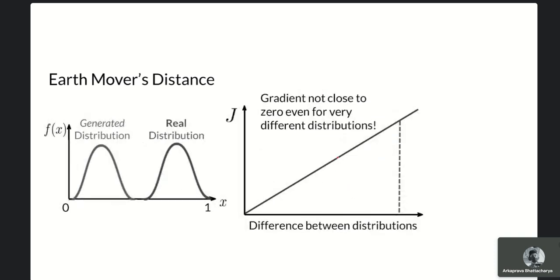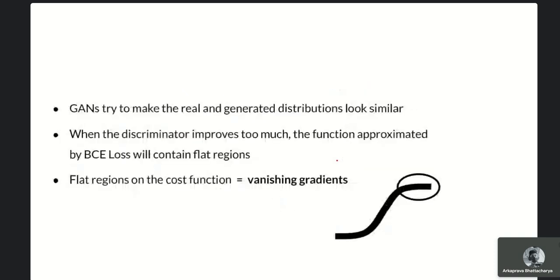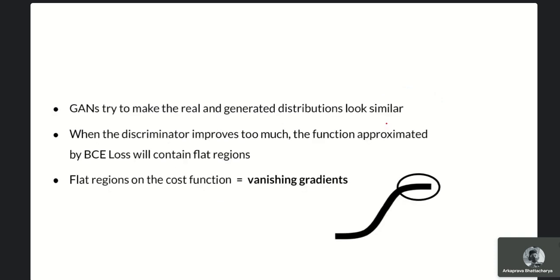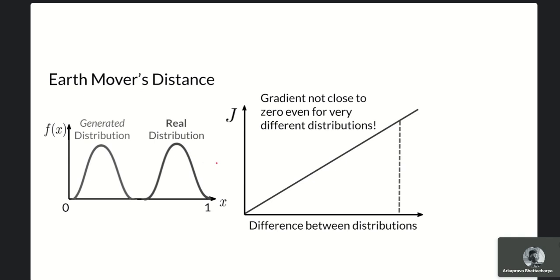So if we look at this graph again, with the BCE loss function, I'll go back to this. As the discriminator is improving and increasing the distance between generated and real distribution, the gradient becomes close to zero and there is no useful feedback to the generator. But if we look at the earth mover's distance, as the difference between the generated and the real distribution increases, there is no such ceiling.